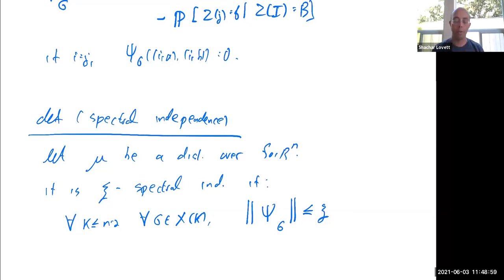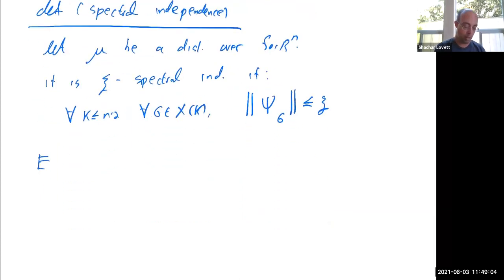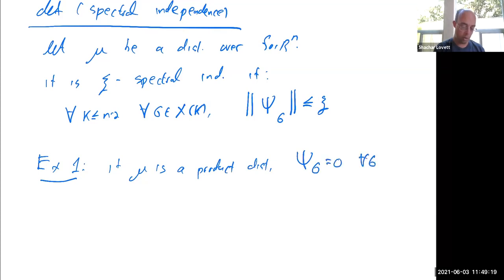But before showing you what it's good for, let's just see one example. So example one, maybe the easiest example. If mu is a product distribution, then C sigma is just 0 for all sigma. So it is 0 spectrally independent. We say SI for spectral independent. Well, that's a trivial example.